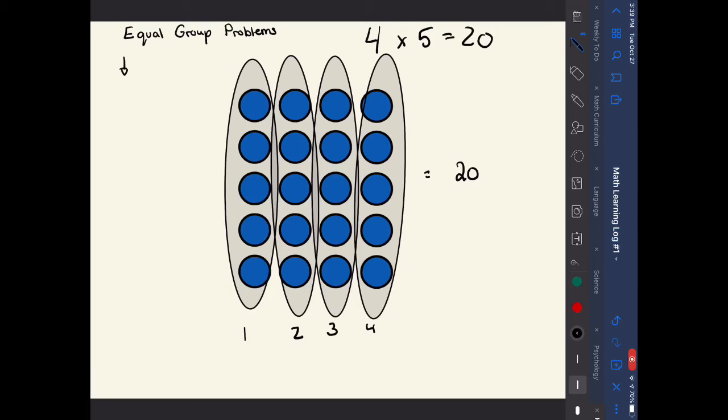And moving forward, equal group problems are also known as repeated addition questions. So now we will use the array for the multiplication question 4 times 5 equals 20 into repeated addition. You can see 5 plus 5 plus 5 plus 5 equals the total of 20.